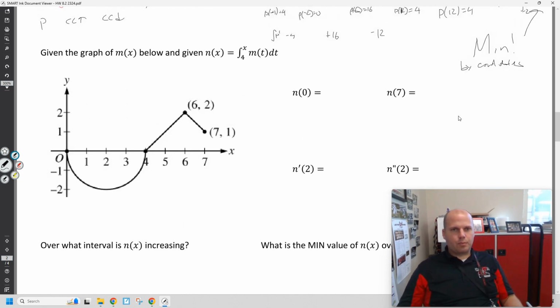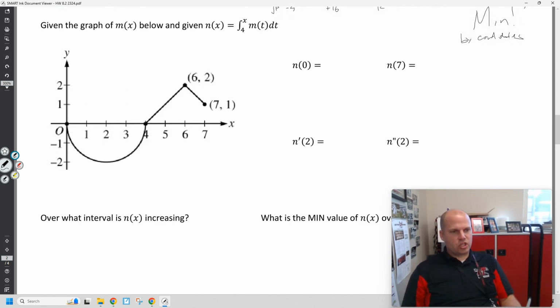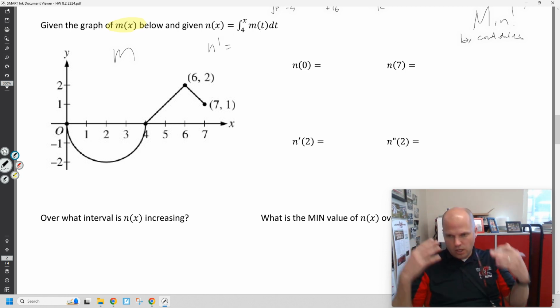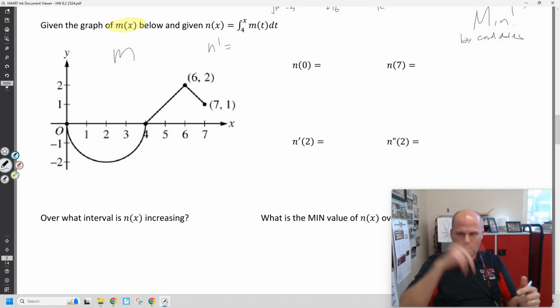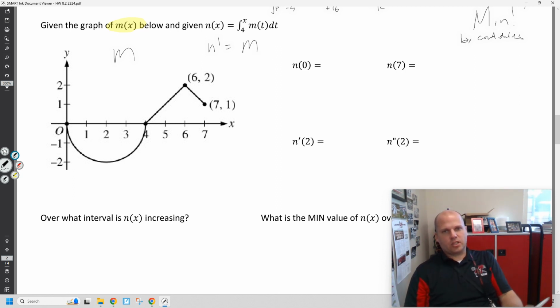Oh, half circles are in play. Oh, they're changing it up again. This is the graph of M. Okay, that's the graph of M. Oh, N equals the accumulation of M. Well, because integrals, accumulations, antiderivatives go hand in hand, N prime is just going to be M. So this is actually the graph of the derivative of N.